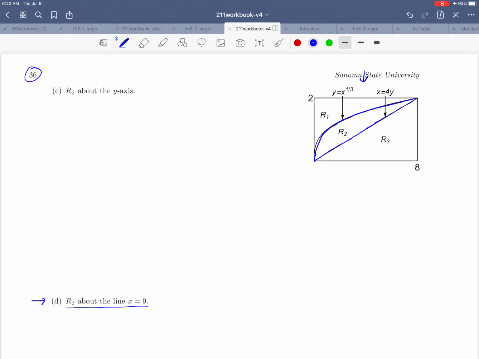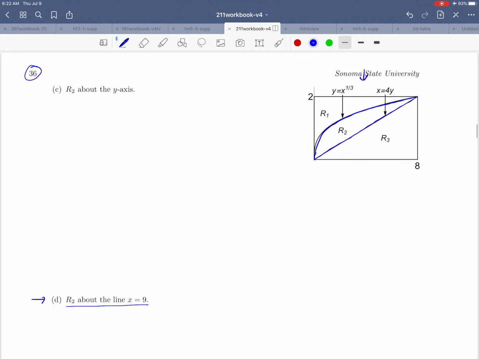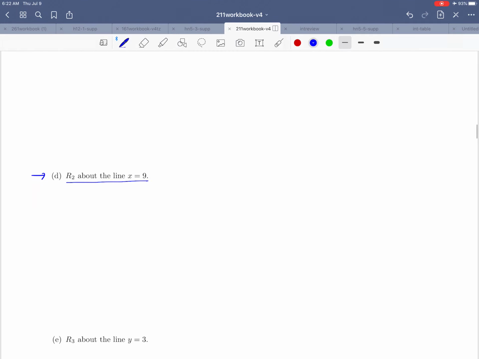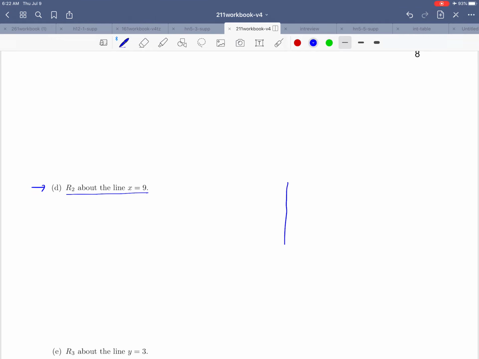Okay, so I'm going to scroll down just so that we've got enough room to write. We may have to scroll up and down as we're doing this, but I'm going to try to redraw that region R2 that we just drew. I'm going to try to draw this big enough so that you can see what's going on here. Okay, so there was one of our curves and here is the other one. Okay, and that's going to get rotated about the line x equals 9.